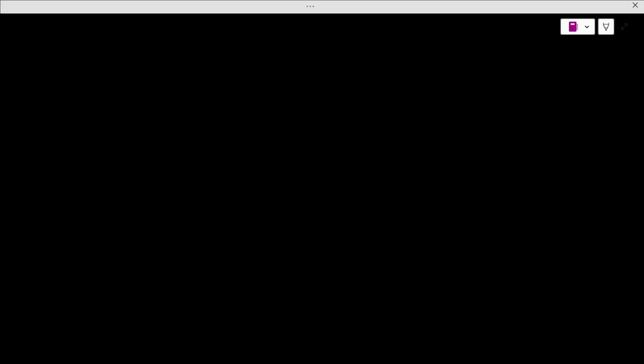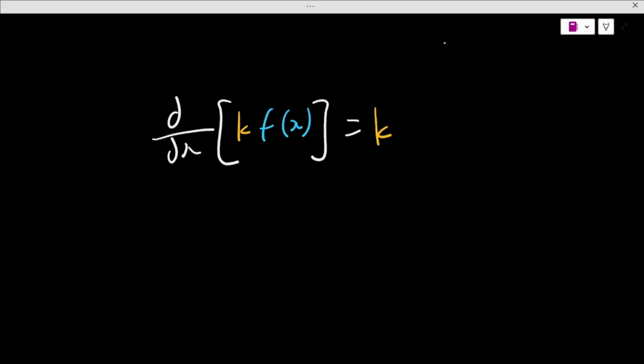Alright, next we are moving on to the scalar multiple rule. This might be a little confusing at first, but don't worry. If we have the derivative with respect to x of k times f of x, where k is a constant, this is equal to k times the derivative of f of x.